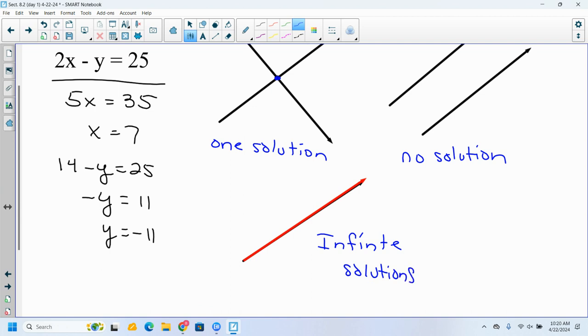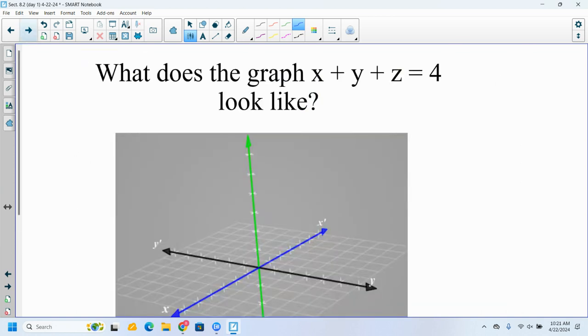Now with 3x3, we will have those 3 cases. You'll have one solution, you'll have no solution, you'll have infinite solutions, but we've got different formats for that. It won't look the same. But one thing I want you to at least understand, what in the heck does it look like? What does the graph of x plus y plus z equals 4 look like? That is an equation with 3 variables. You can come up with the answers and plug those in.